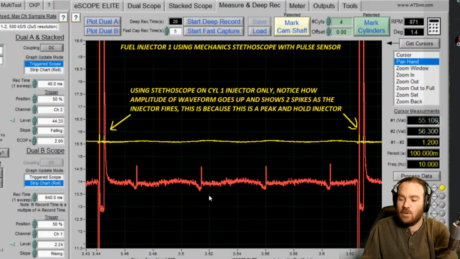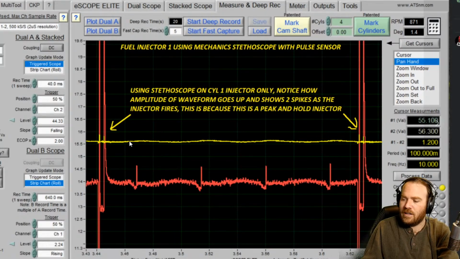Now we are going to get a little pulse because it's going to echo through that rail from the other injectors, so we can see those other injectors firing here. And then, oh sorry, that's the electric portion, and then here is the yellow is the pulse sensor. So we actually don't see it firing.